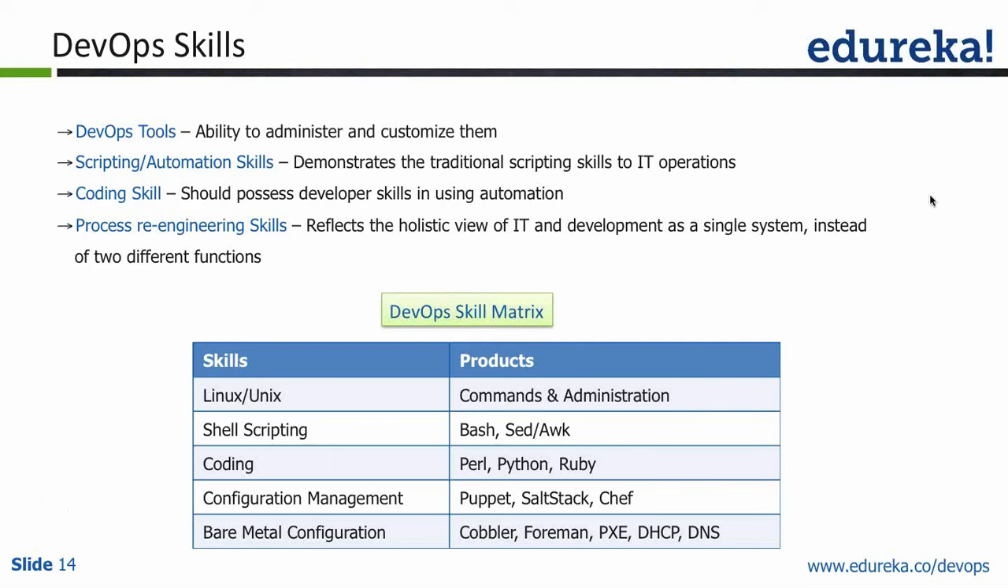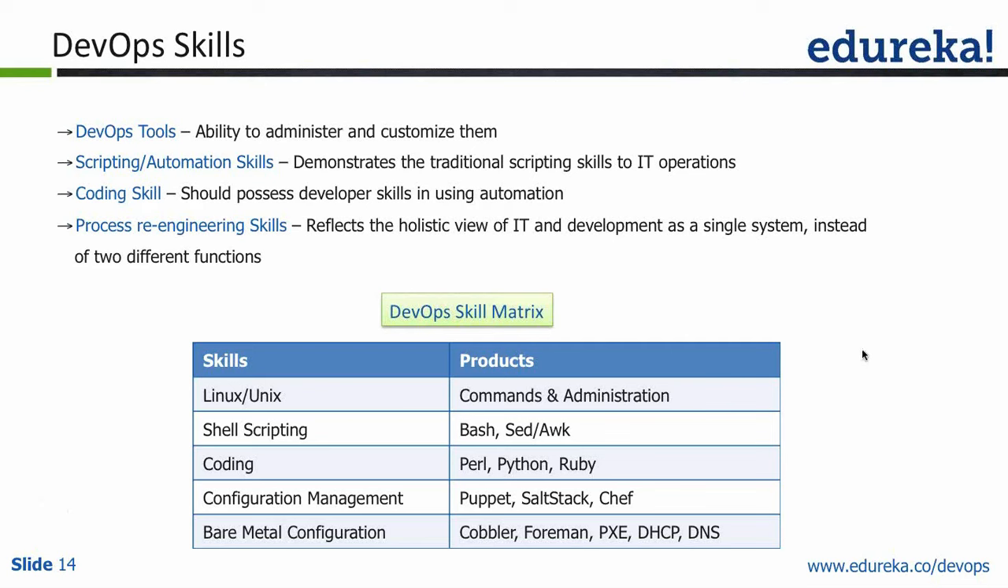Okay, next, it talks about process reengineering. So it basically reflects the holistic view of IT and development as a single system. What we have been talking about, that you may have different roles to play, but basically everyone is important and critical. So in this case, we need to have visibility into each other's responsibility. What we have been talking about is that a typical IT organization has a siloed environment where you work in a siloed fashion, and you do not have visibility into each other.